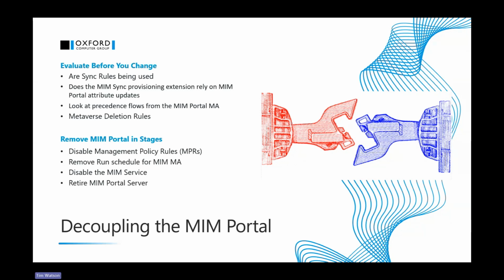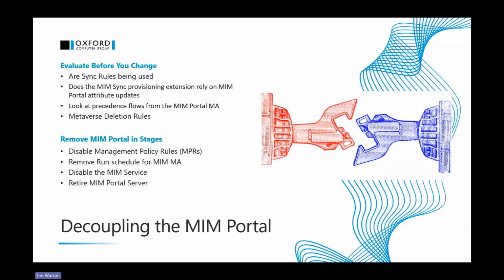Which brings me to precedence. A lot of times I've used the MIM portal, and other organizations have used the portal, as a contributing MA in case you lose something. I'd like to bring the employee ID back in from the MIM portal because for some reason HR decided to remove that person and I don't have an employee ID, because when they come back, that employee ID was removed and I can't join again. So I added it as a flow so I can always contribute it back so I have something to join on. So that's something to look at.